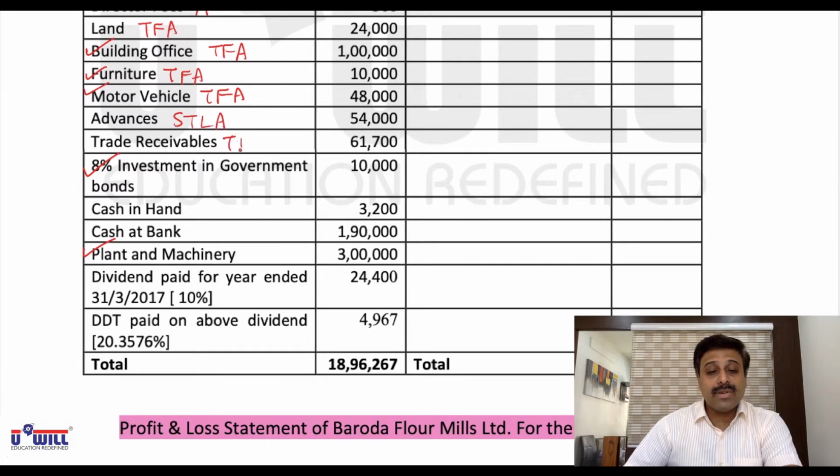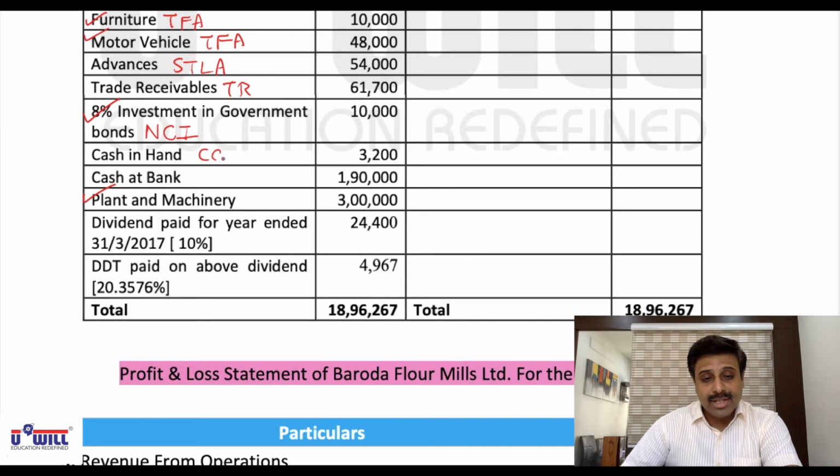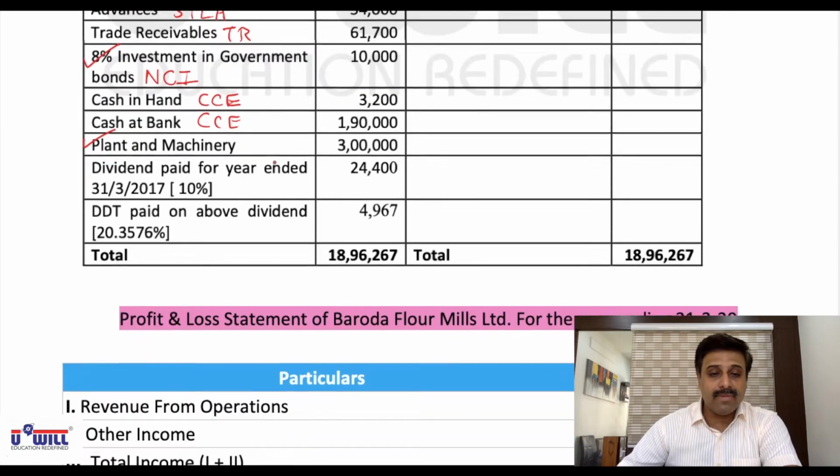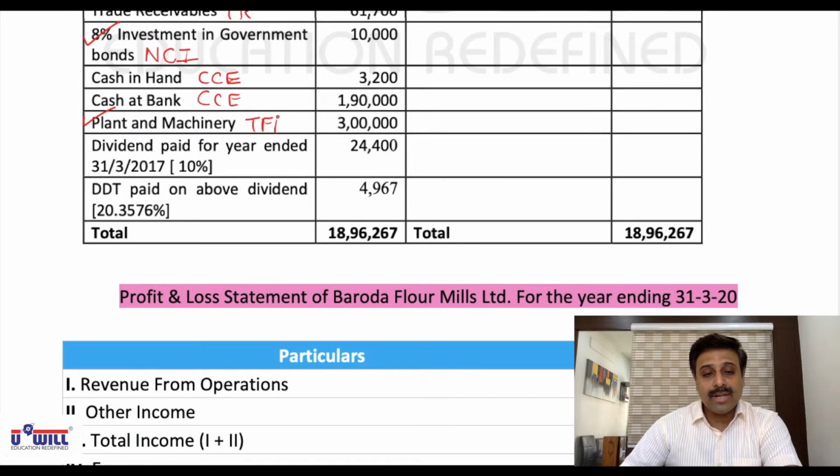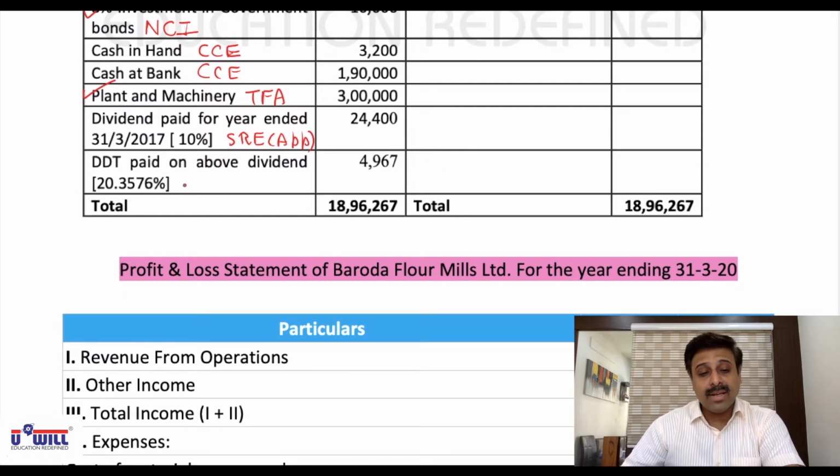Trade receivables, investments in government securities or bonds are non-current investments, cash in hand and cash at bank are cash and cash equivalents, plant and machinery is tangible fixed assets. Dividend paid for the year ended 31/3/70, last year, will come in the statement of retained earnings as an appropriation. Okay, directly minus in the statement of retained earnings as an appropriation, and DDT paid on that will also be minus in the statement of retained earnings as an appropriation.